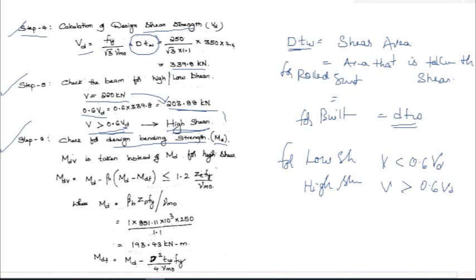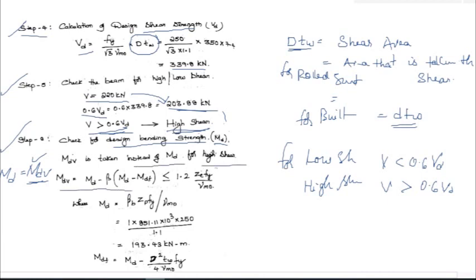So I told you that if you are not clear about calculating this design bending strength, go to the previous video which I have shared in the design criteria. I told you previously that design bending strength for high shear, MD, will be equal to MDV. So you need to calculate MDV. MDV is the design bending strength of the section when it is a high shear condition case. So MDV is taken instead of MD for high shear.